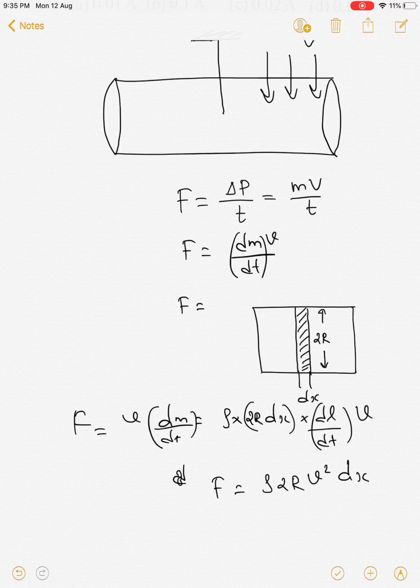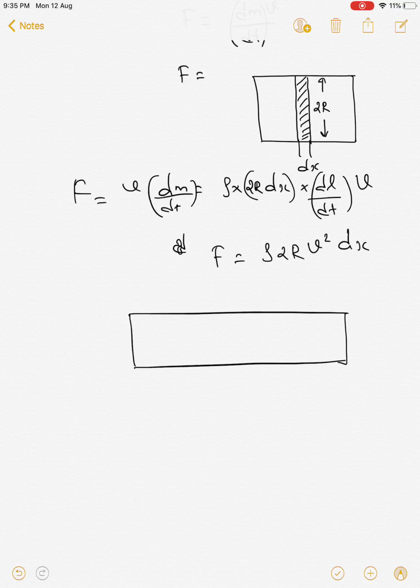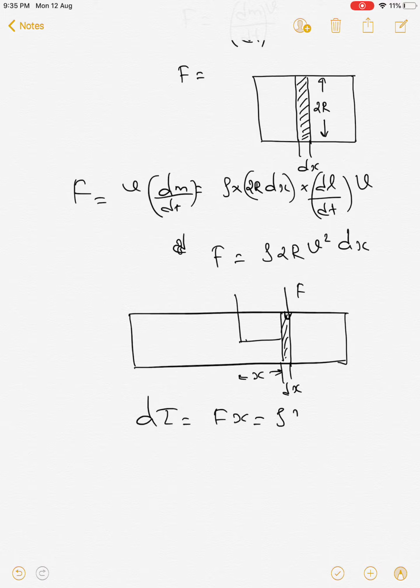There is various force which is acting on a small element dx. So if you'd like to find the value of torque with respect to its center, we can consider a small element over here which is at a distance x from the center, and its width we are taking as dx. So we can find the value of torque acting on this small element. Take it as d tau equal to force into perpendicular distance, F into x, that will be equal to rho into 2r into v square into x dx.